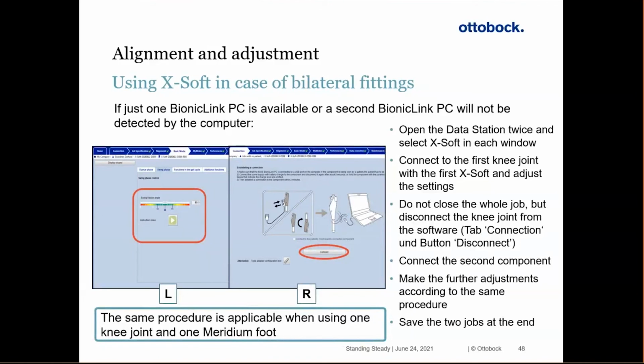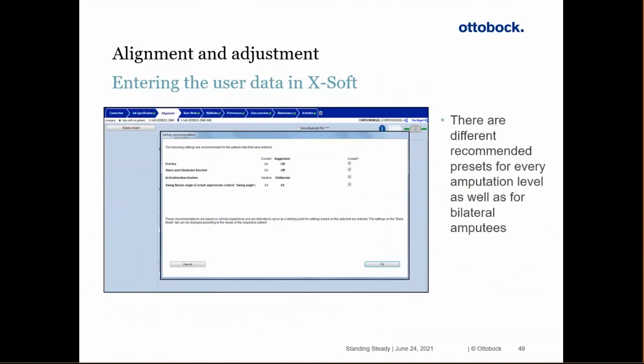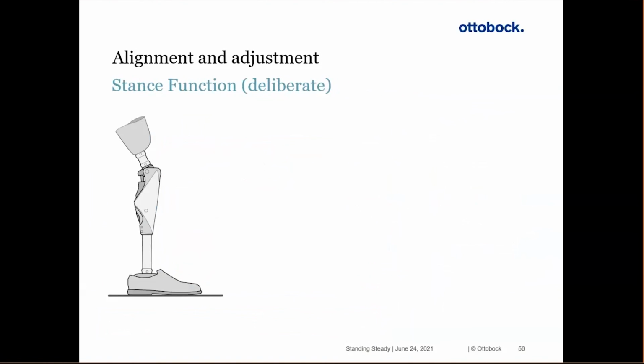Here is a shot of Xsoft, and there are some great features in Xsoft. You can, again, program with 2 PCs or 2 data stations open. And there is a bilateral option. When you select bilateral, it will give you some presets in here that you can either accept or reject depending on what you want. But this is a good starting point, and then you can expand from there.